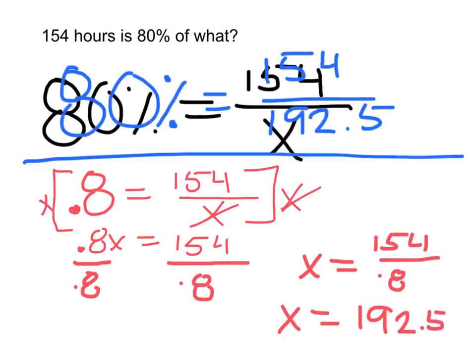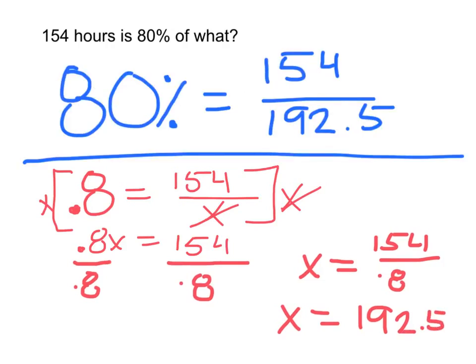192.5. So going back to our problem, we have 154 hours is 80% of 192.5 hours. And originally we started out with a percent is equal to a part over a whole. So what we're saying here is 80% is equal to 154, which is part of the whole amount, 192.5. And that looks like a final answer, so 192.5 final answer in that problem is good to go.